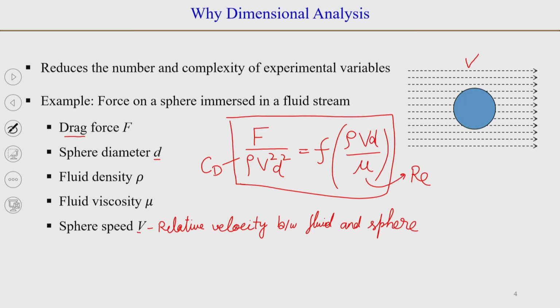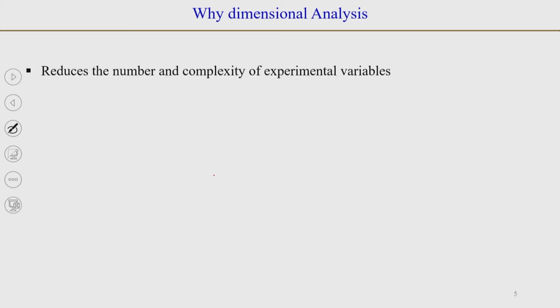So, dimensional analysis becomes a powerful technique to do a number of things. As I said, it reduces the number and complexity of experimental variables. We saw in the previous example that the drag force depended on 4 variables. We reduced it so that we can do the experiment by varying only one dimensionless group.